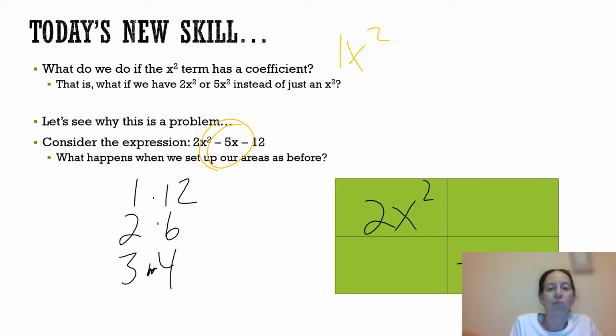And so what we might think is, okay, well, this is not factorable. There is no combination of numbers that would get it factored.